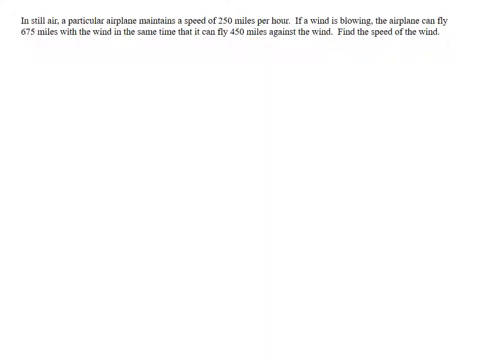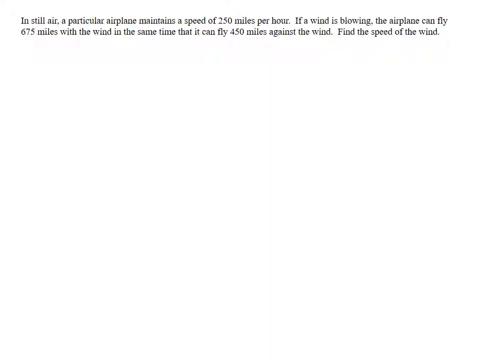The speed of the wind is going to add on to the speed of the plane or subtract away from the speed of the plane. So in this example, in still air, a particular airplane maintains a speed of 250 miles per hour. If the wind is blowing, the airplane can fly 670 miles with the wind in the same time that it can fly 450 miles against the wind. What we want to do here is find the speed of the wind.